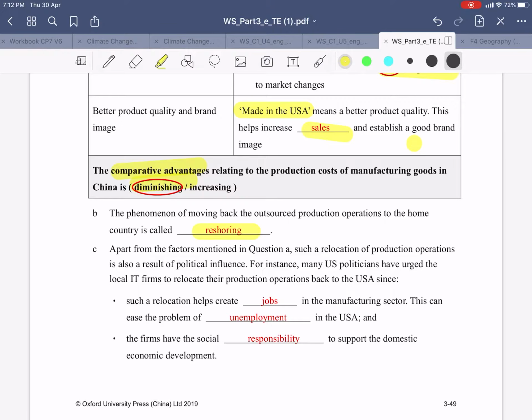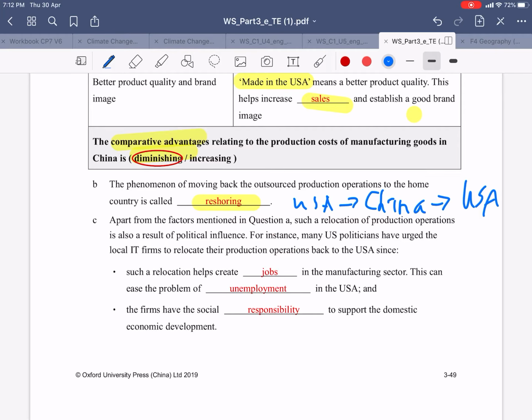This term is talking about how we are moving: originally it is USA, and then move to China, and then move to USA. This phenomenon we will call reshoring. Okay, 回流啊，就係咁解。Okay, why is it good?